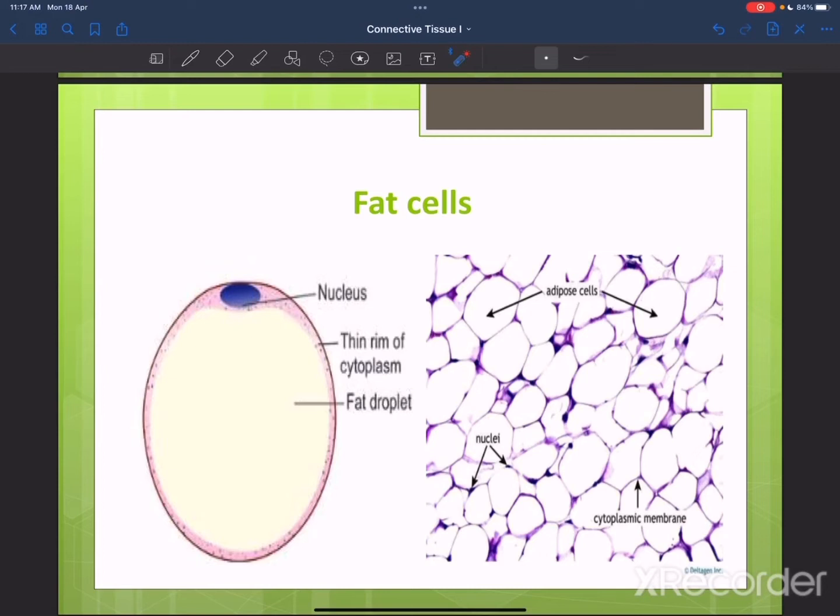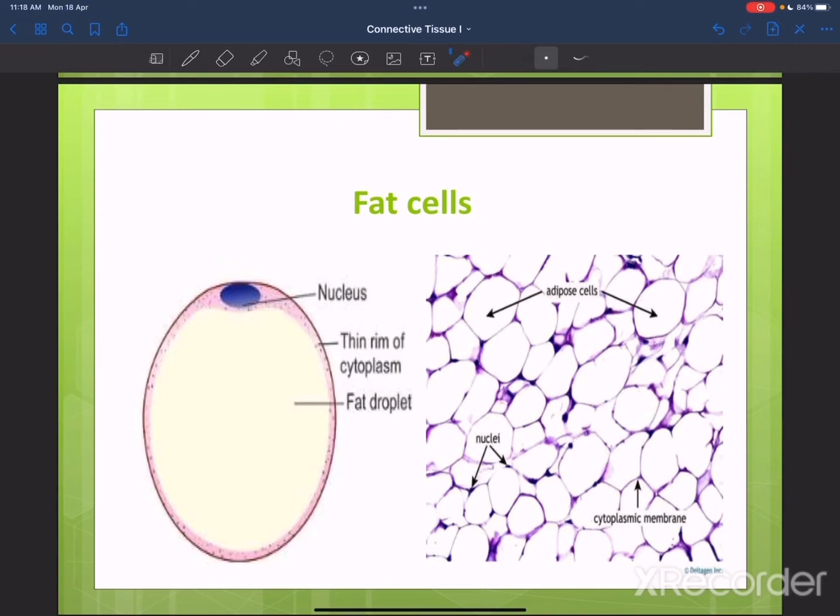The cell wall, as you can see here, this is the thin cell wall, and thin scanty cytoplasm remains with the flattened nuclei, as you see here. These are the nuclei of the cells pushed to the cell membrane. Again, the cell membrane.